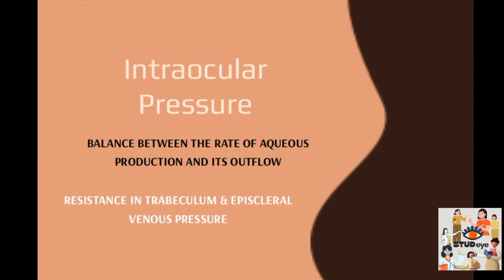The amount of aqueous that is produced is the amount that is released. That balance is known as the intraocular pressure, right? It is the pressure exerted on the eye. It can also be related to the resistance in the trabecular meshwork or the episcleral venous pressure.